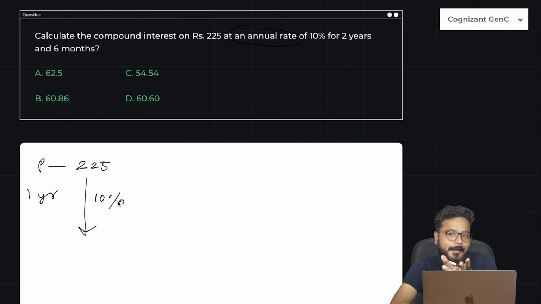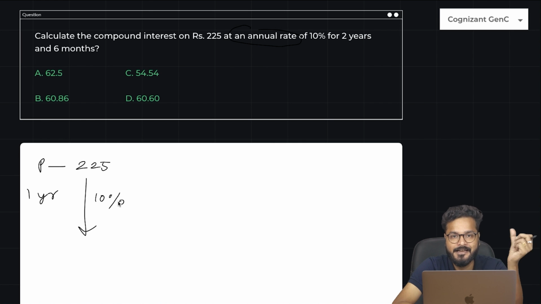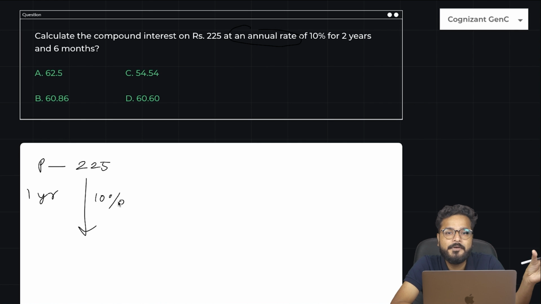Because if it is compounded annually for 1 year, the SI and CI are always the same. The difference comes in the second year, when simple interest would again be calculated on the initial principal amount, but the compound interest would be calculated on the initial principal amount plus the interest of the previous year, right? I hope you understand that much. That is the basic difference between SI and CI. So let us solve this way.